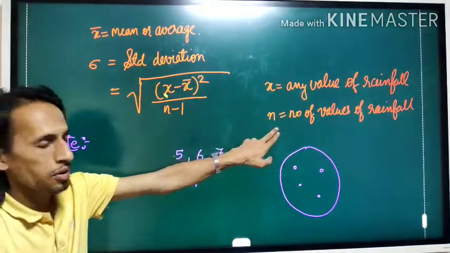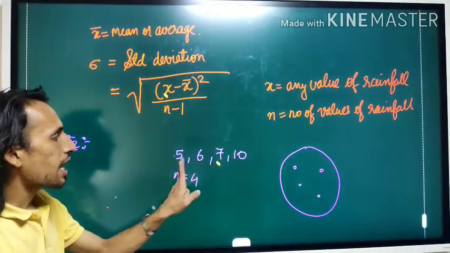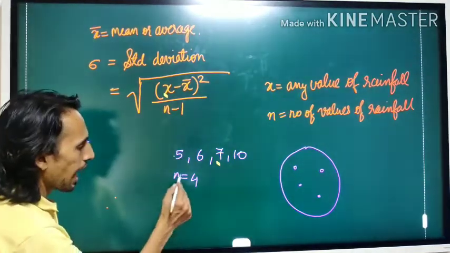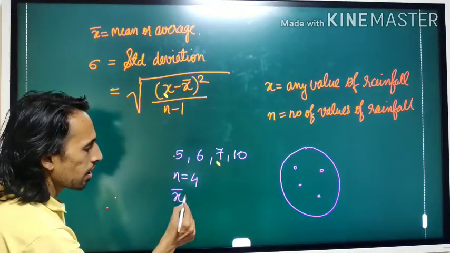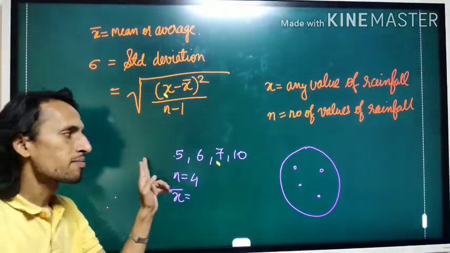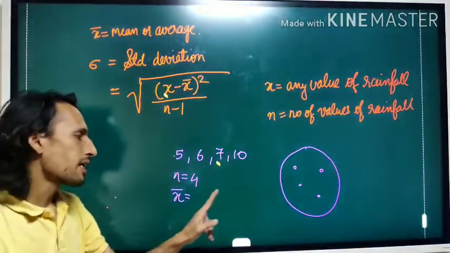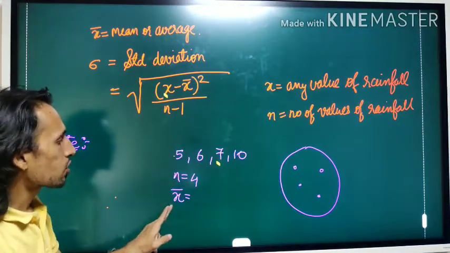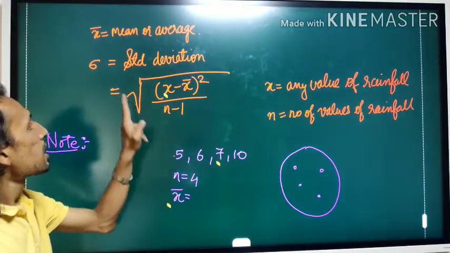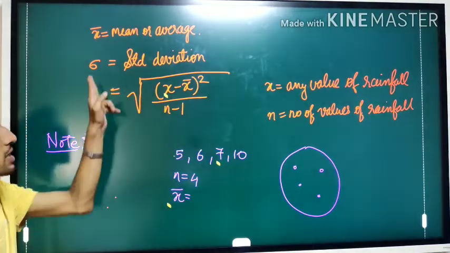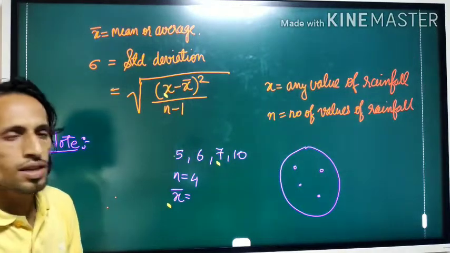And if I ask what is the average value of rainfall, that is x bar, the mean of these values. How do you calculate the mean? Sum the values divided by the number of values. So this will come out as your x bar. And now you know this one. And what is standard deviation?